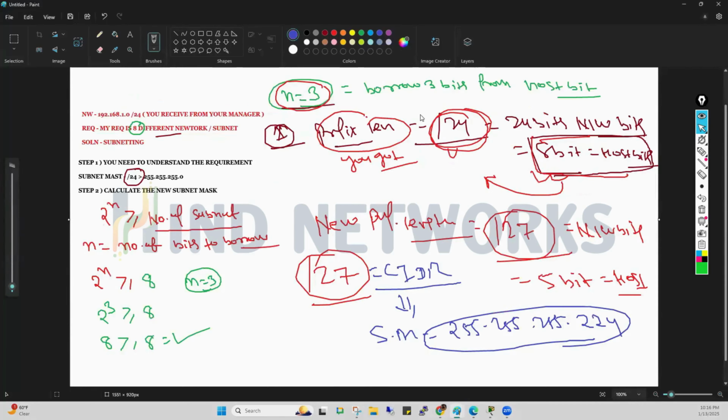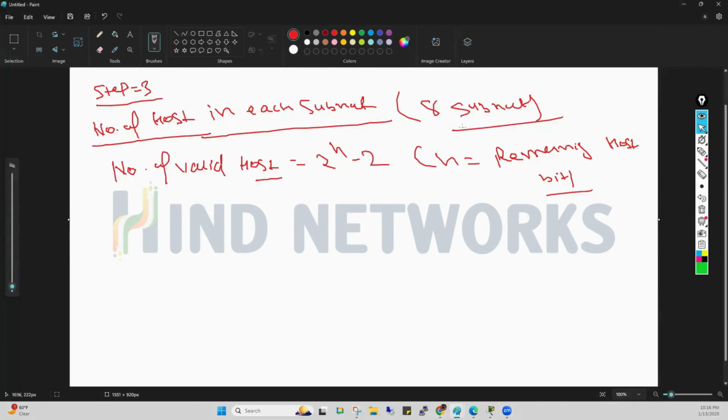Now tell me, in step number 2, how many host bits are remaining? 5. Right, everyone? 5 only. So h is equal to 5. So put here, number of valid hosts is 2 to the power 5 minus 2.